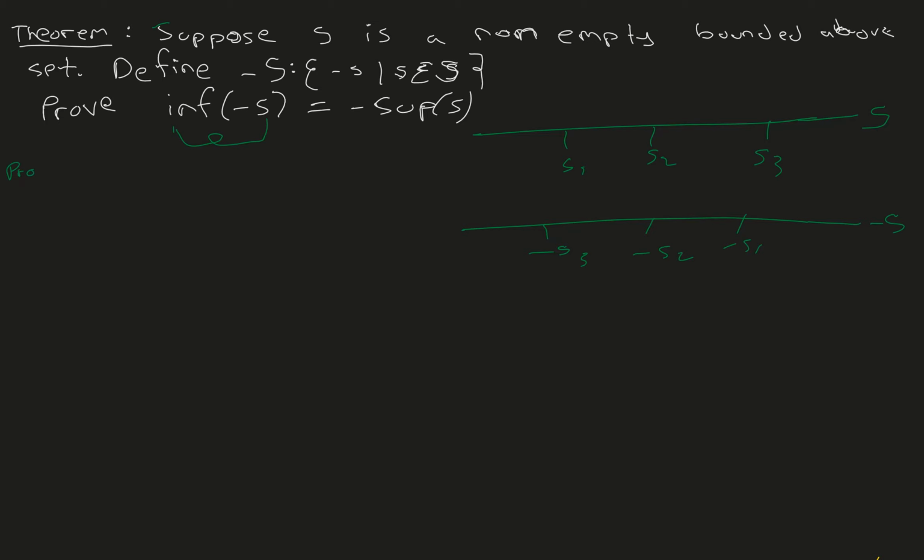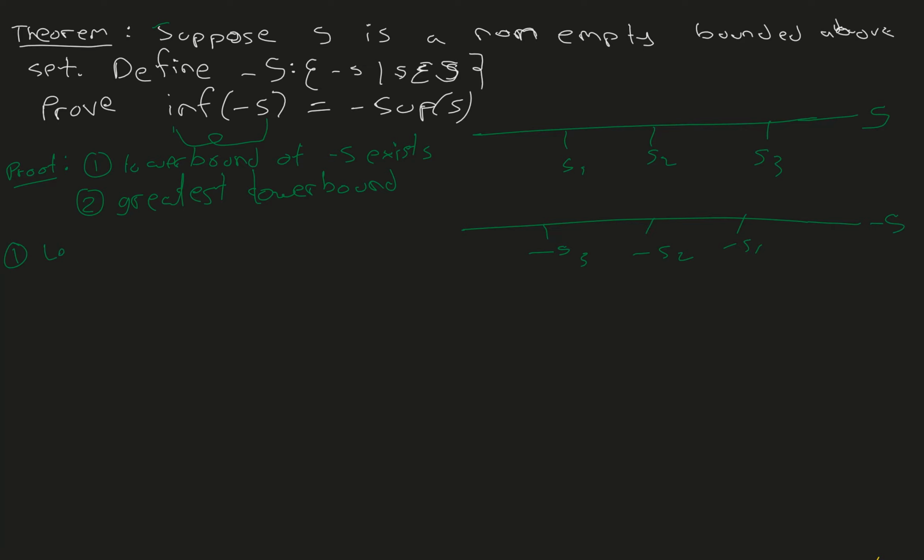So let's follow the same template for the proof. First, we'll show a lower bound for negative S exists, and if it does exist, we have to show it is the greatest lower bound, because this is an infimum. The definition of infimum means it's the greatest lower bound. So let's do the first part of the proof.